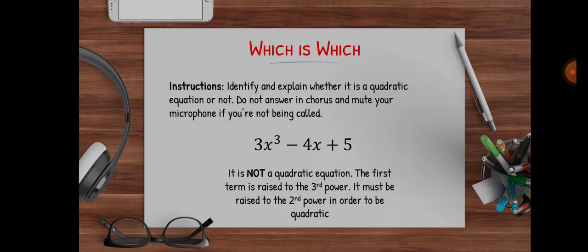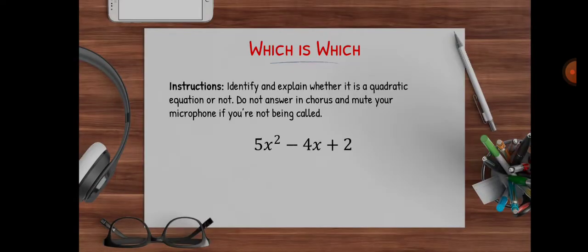The first term is raised to the third power. It must be raised to the second power in order to be quadratic. It is not a quadratic equation because it has a degree of 3. A degree of 3 is not a quadratic equation. It is a cubic equation. Again, a quadratic equation has a degree of 2, or it has a second power. Okay? So let us proceed.